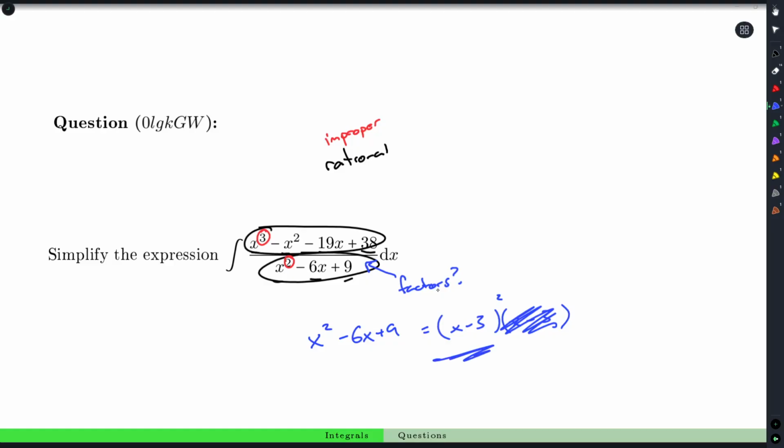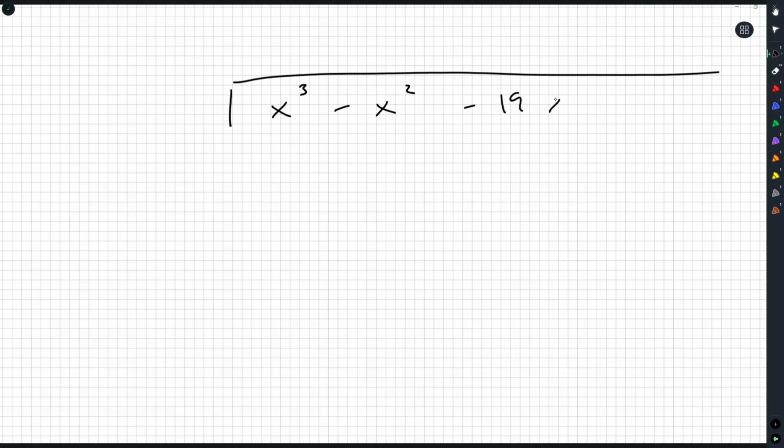We'll come back to that later, but right now we need to deal with the fact that it's an improper rational. The way we do that is by rewriting it as a polynomial plus a proper rational. Then we integrate the polynomial by itself and the proper rational with our partial fractions technique. So we're doing a long division; let's set it up. It's x cubed minus x squared minus 19x plus 38. I'll go back and check that.